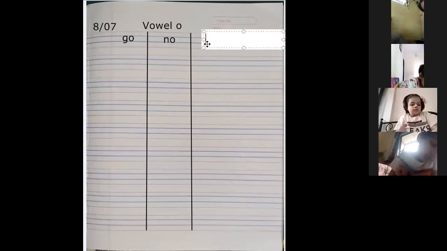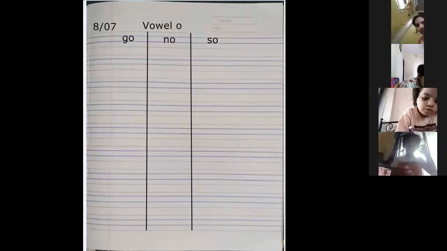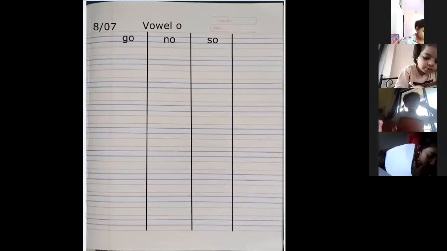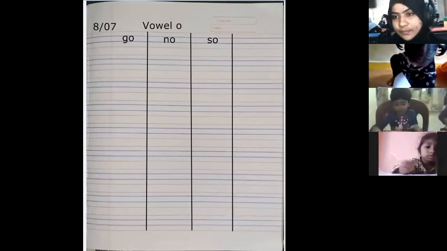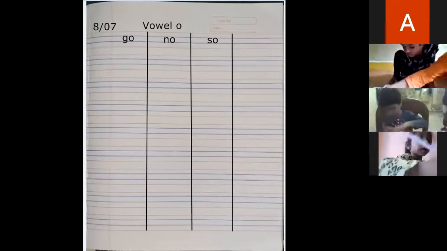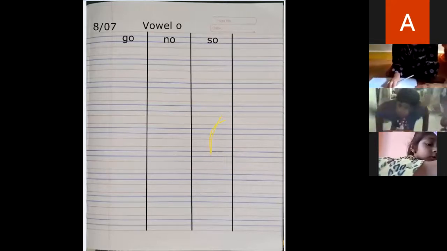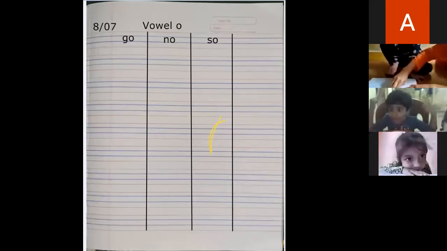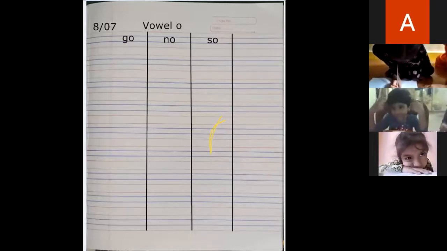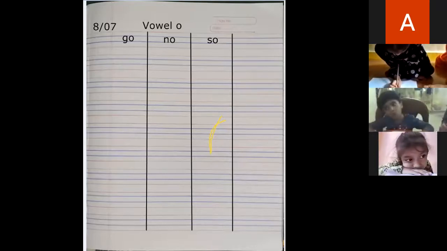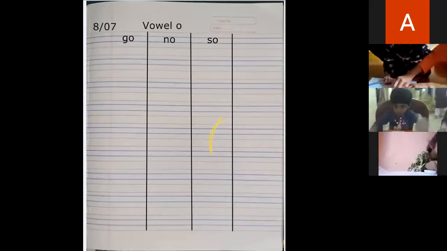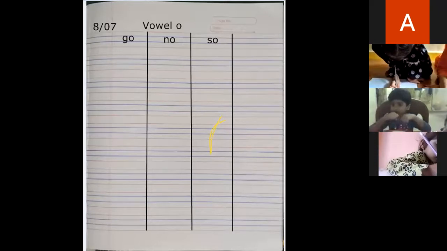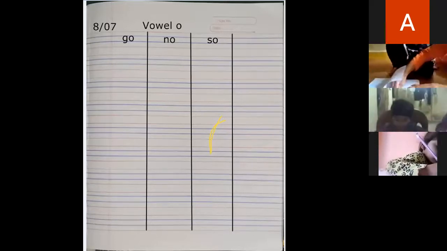Basically, the next word is S-O, so. Draw the line. S-O, so. No, don't write anything on the screen.